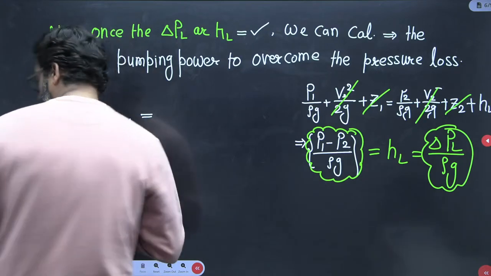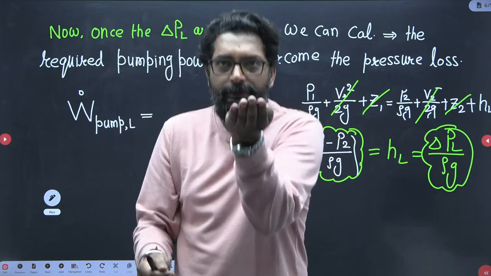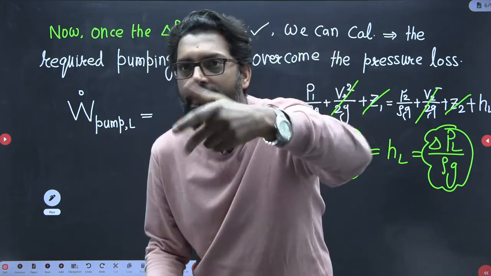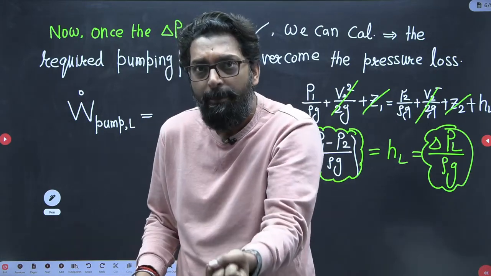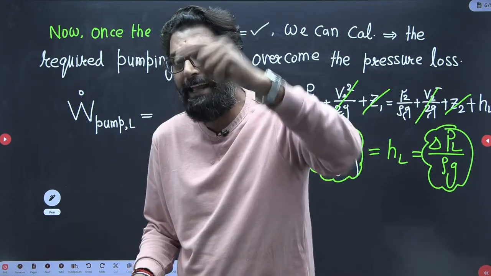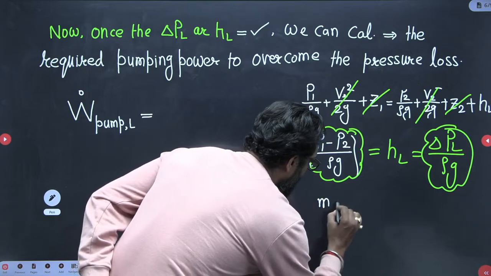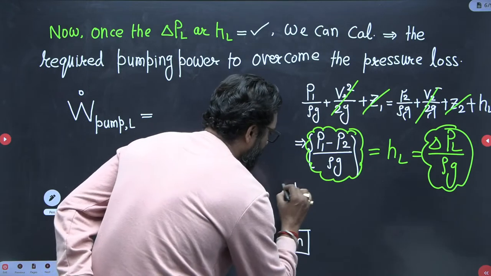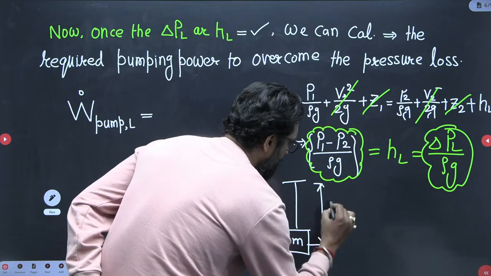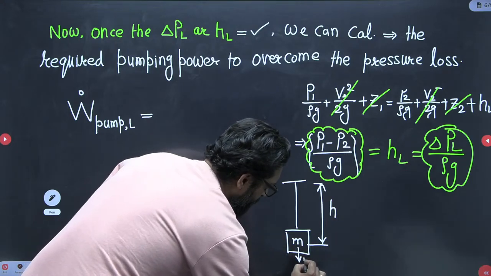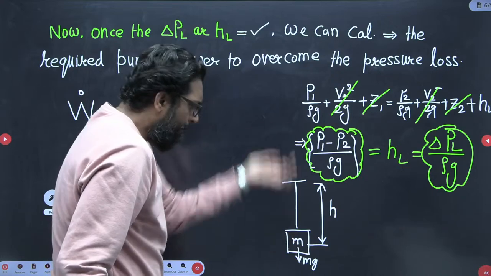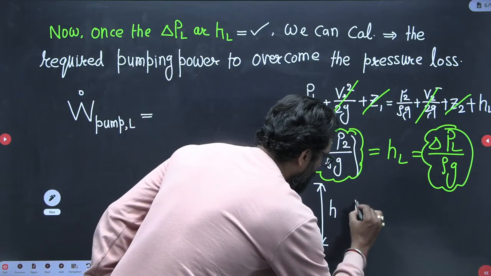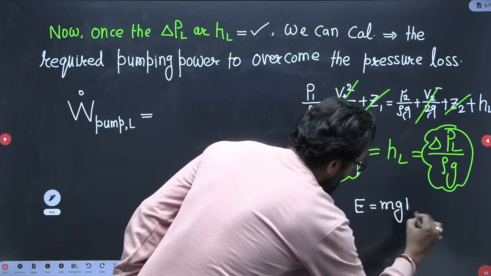If there is a weight, how much power is required to lift that weight up to height h? mgh. But mgh is not power, it is energy. Let's suppose there is a mass m. Now you have to lift the weight, mg, up to height h. So what energy is required? mgh, and this is in joule or kilojoule.